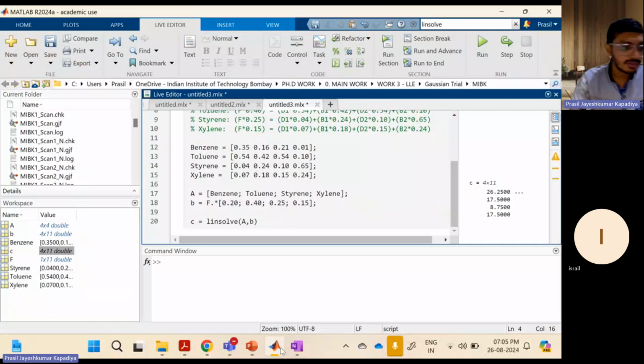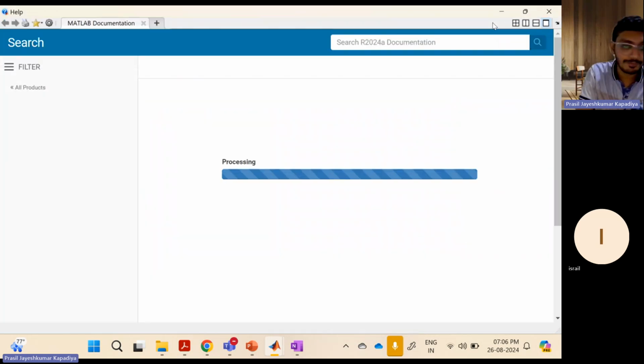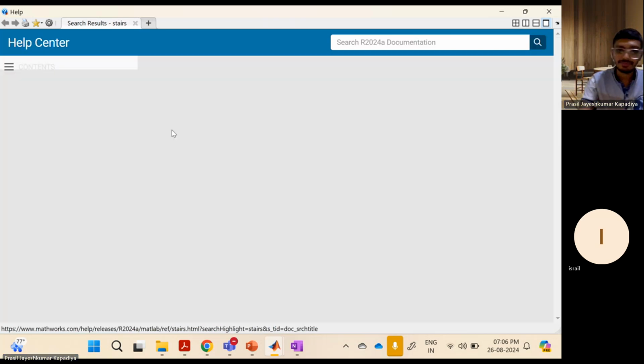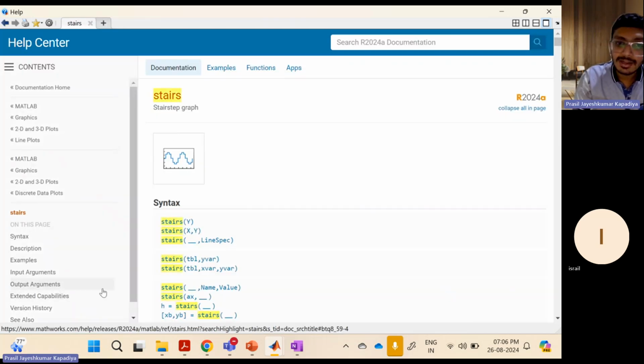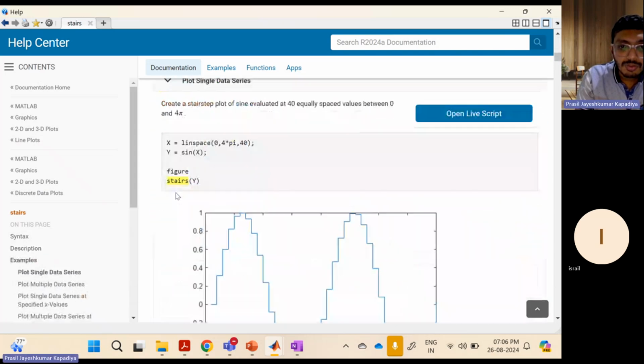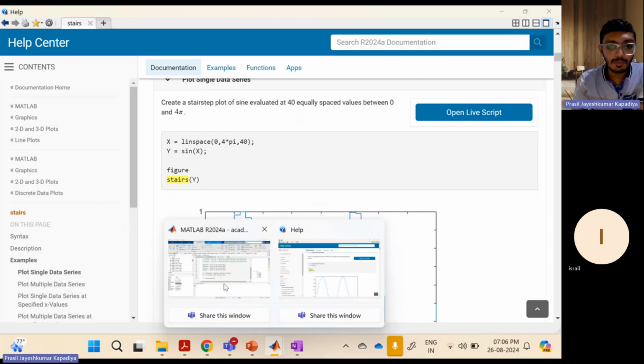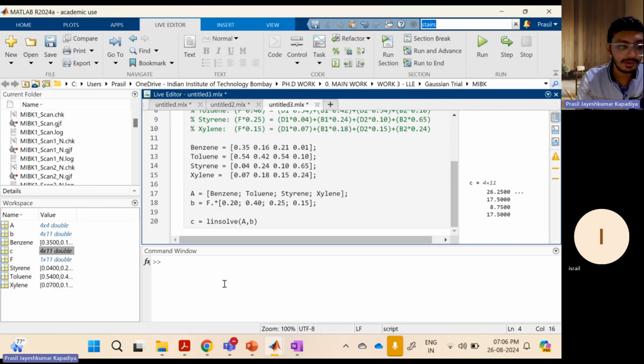So for this kind of stairs plot, where first it is 70, then 65, then 60, we can use the stairs command for our plot. It will produce a step graph. The syntax is the same, stairs x comma y. So see here, it is a staircase. Let's just try to plot it for the flow rate first.